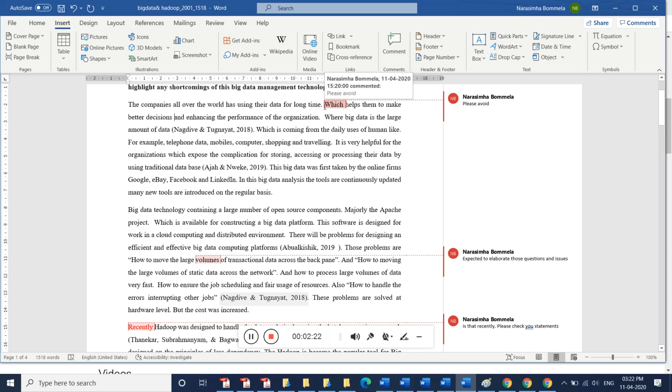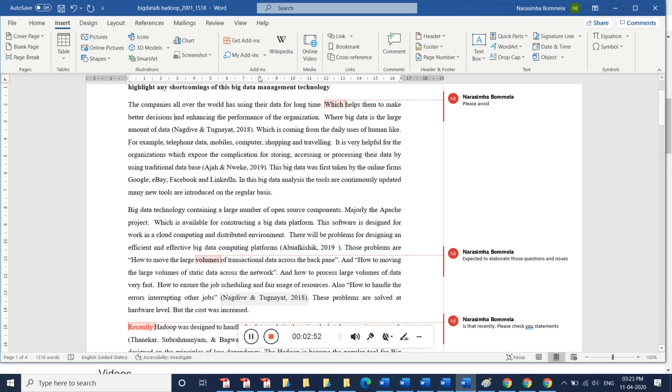For a long time, what is the purpose of using it? "Have been using data for long time." Okay, then it is an incomplete statement, because usually when we write this kind of sentence we immediately mention the purpose of using that data, using data for a long time to make business decisions and enhance business operations. Maybe that is one sentence. And next, "where big data is a large amount of data," right?